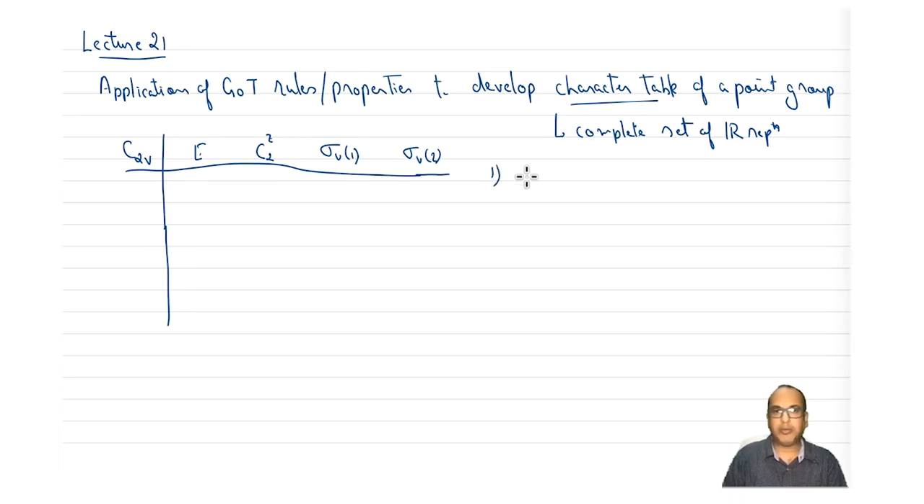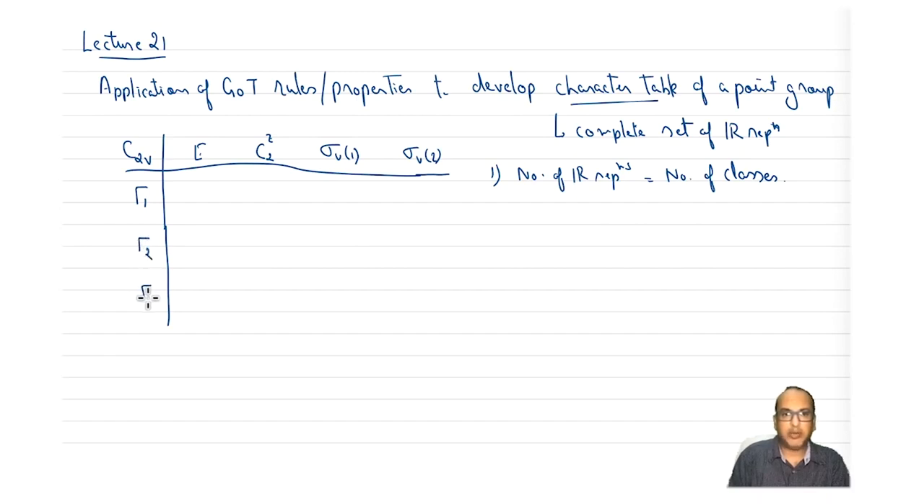So one of the properties is that the number of IR representations is equal to the number of classes, right? So this property tells me that there are four classes, and so there have to be four irreducible representations. So I will just write tau 1, tau 2, tau 3, tau 4. So at least I know that there have to be only four, not more, not less. Now we have to find out these four representations.